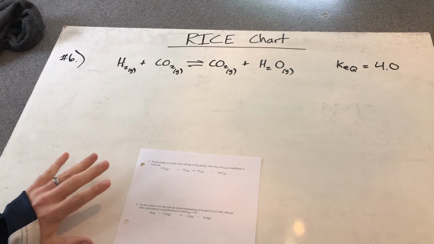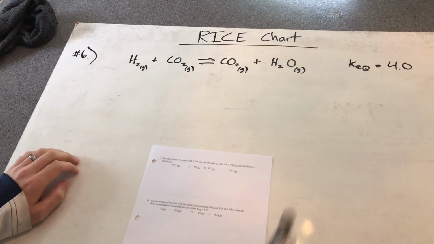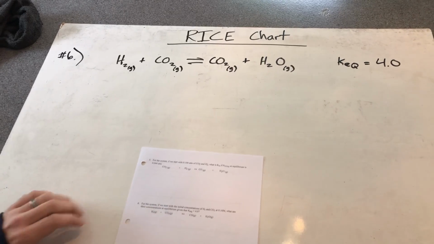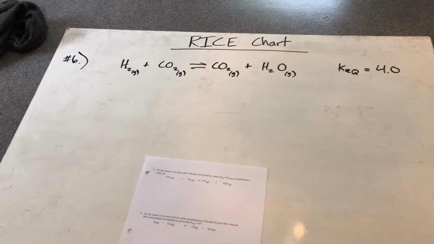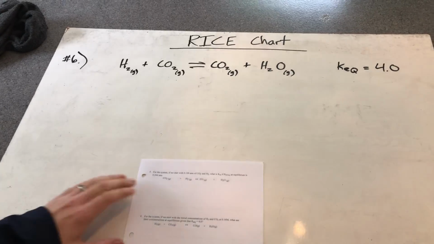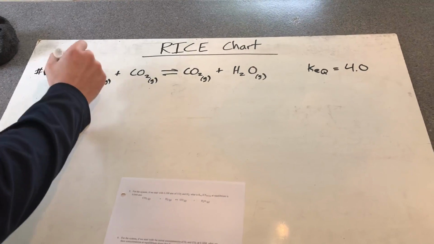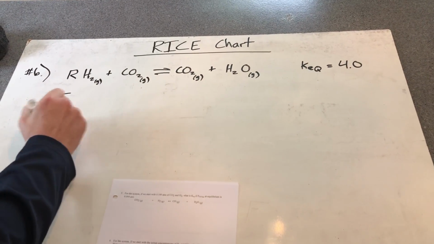So this is a type of Rice chart problem where instead of solving for KEQ like we were doing previously, they're providing us with the KEQ and they want us to calculate the concentrations at equilibrium. So again, this is helpful in terms of predicting what the equilibrium concentration should be when the system has reached equilibrium. So to do this problem, write out the equation, and you want to do the acronym of RICE, R-I-C-E.